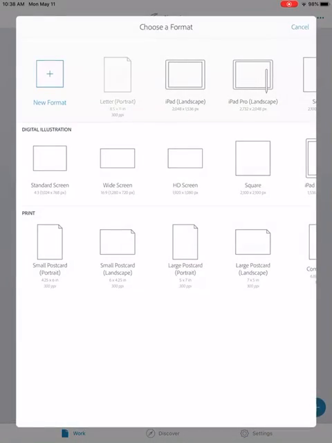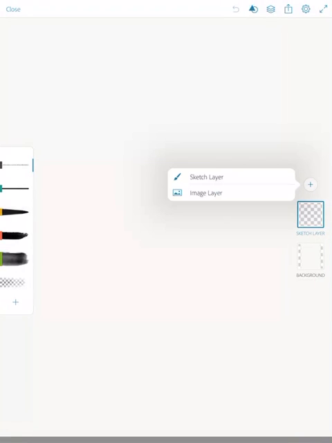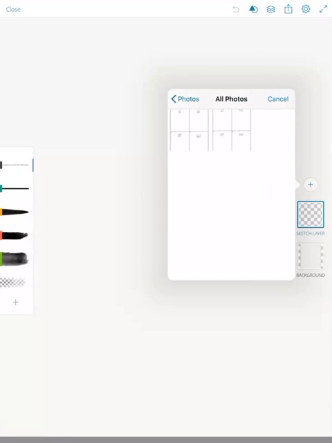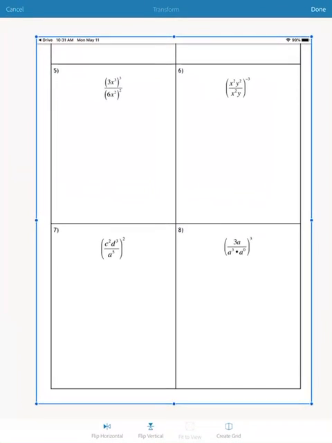Okay, I'm going to close that and open up a new file for our page 2.